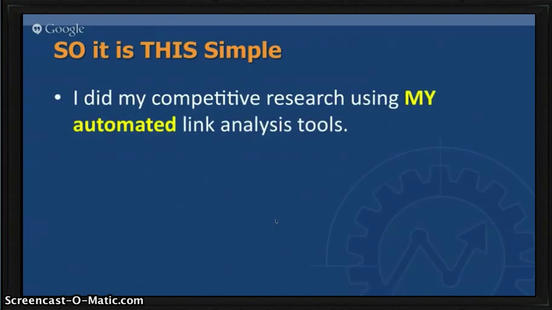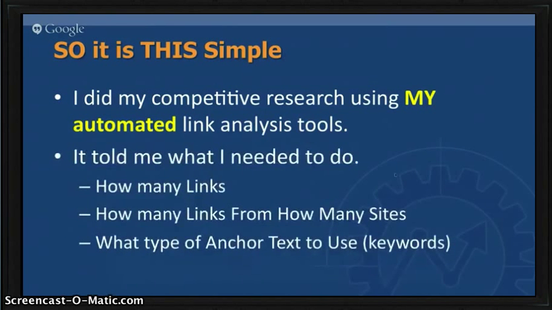And what I do is I did my competitive research using my automated link analysis tools. I built this so I could create the recipe. And it tells me, or it told me, what I needed to do, how many links I needed, how many links from how many sites, and what type of anchor text to use. So really just a couple of things.